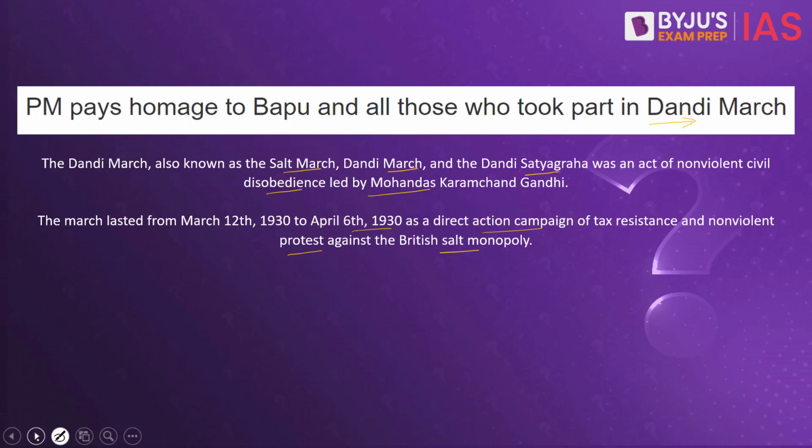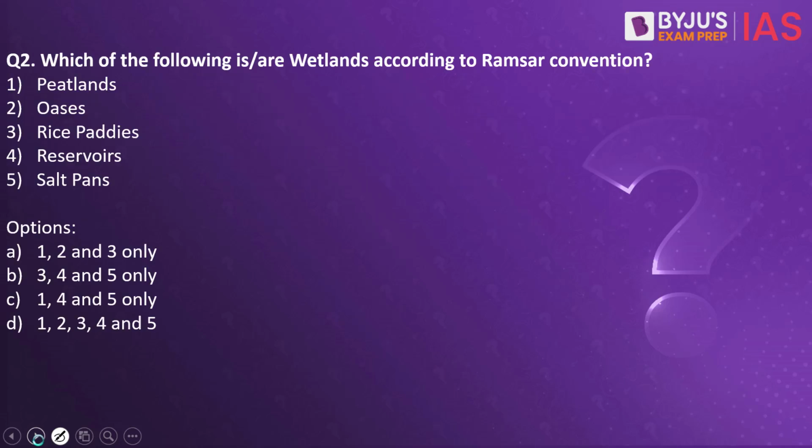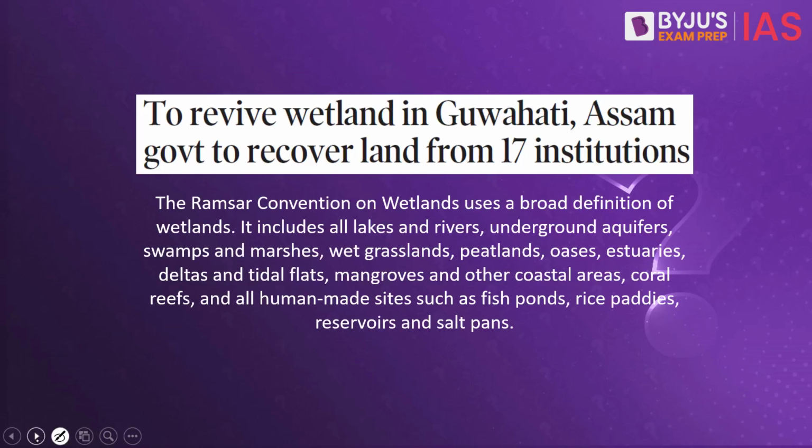Now let's look into the next practice question. Which of the following are the wetlands according to the Ramsar Convention? Peatlands, oases, rice paddies, reservoirs, salt pans. The answer to this is 1, 2, 3, 4 and 5. Why have we taken this practice question? Because this article in the Indian Express makes a reference to wetlands.